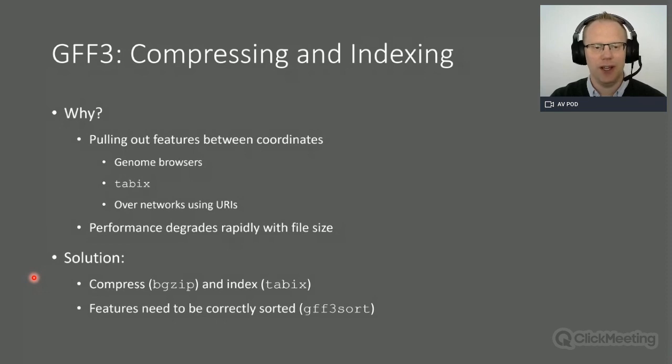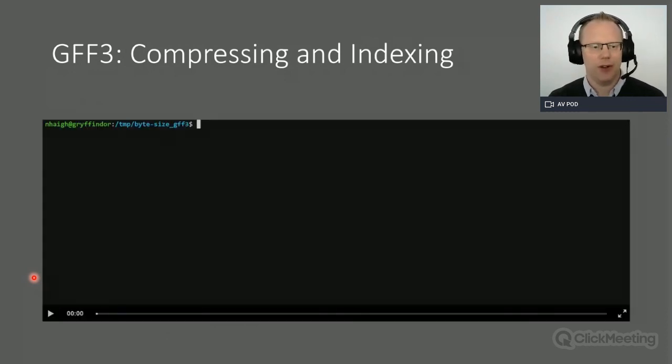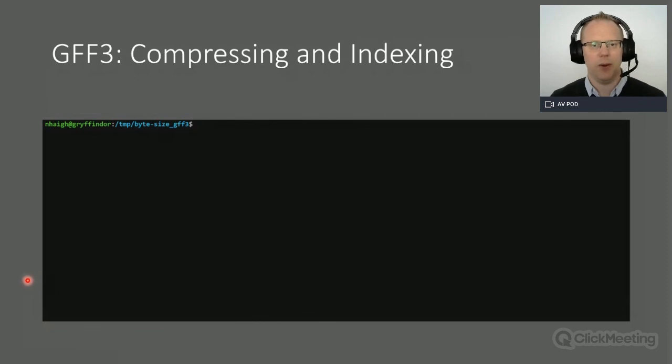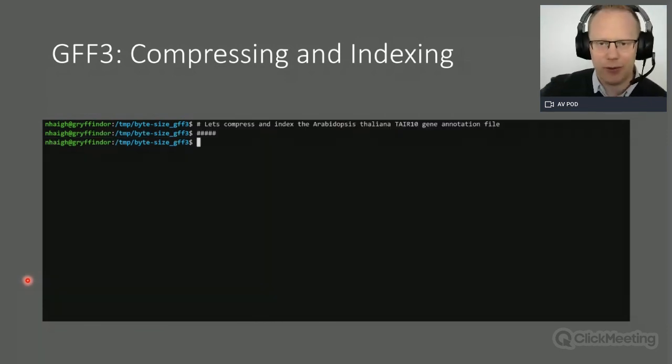So the solution that we need to take here is to do compression using a couple of tools from the htslib package, one executable called bgzip and another called tabix for doing the indexing. However, prior to the indexing, we probably also need to do a GFF3 sort to make sure that all of the features are sorted correctly for the indexing to succeed. So here I've got another Asciinema video to show you the compression and indexing of some of these files that we've already looked at.